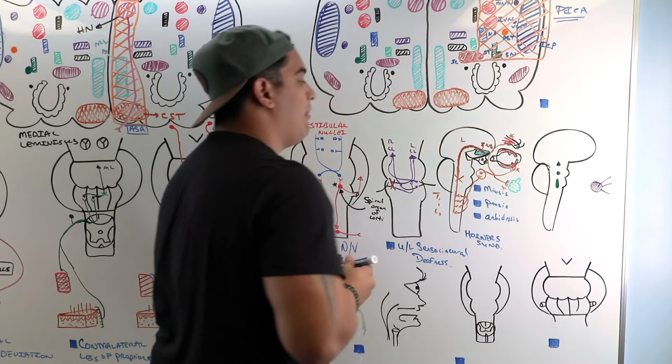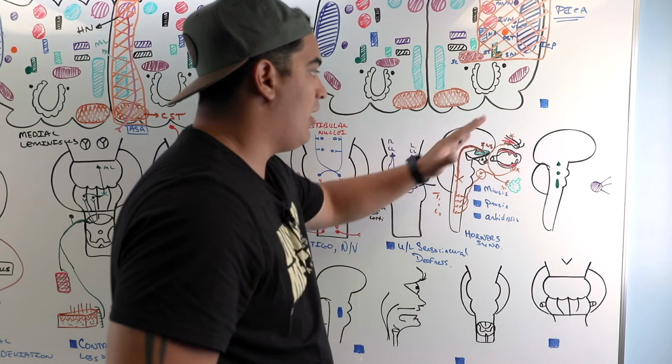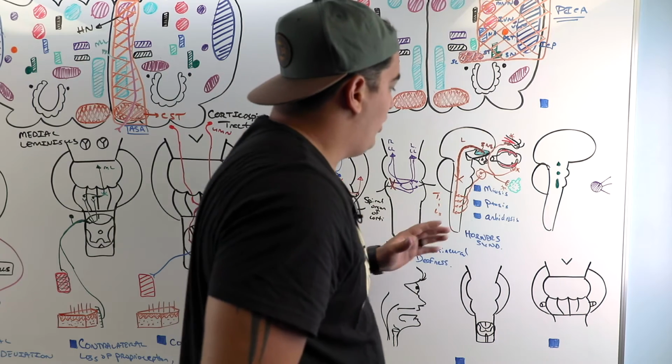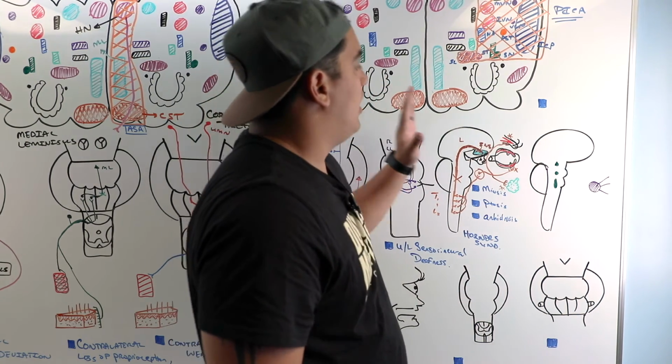So they can present with meiosis, ptosis, anhidrosis. This is Horner syndrome, and this is going to be on the left side. Nausea, vomiting, vertigo, unilateral sensorineural deafness, and Horner syndrome. Okay, cool. Let's move on.